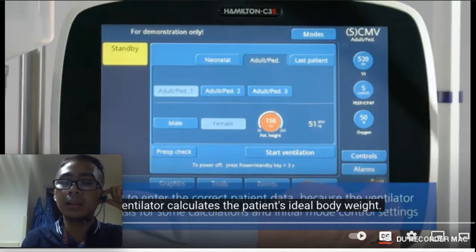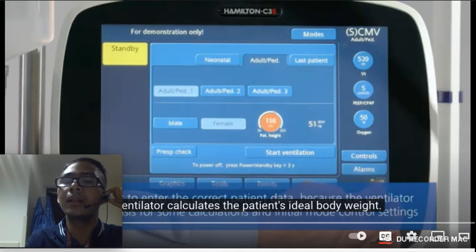What is important in identifying the ideal body weight or the predicted body weight of the patient is, number one, the sex. If the patient is female or male, the ideal body weight is different, and it is not the kilograms. Again, in clinical practice, do not base predicted values or ideal body weight values on the kilograms. You will make mistakes in the initial settings of the ventilator if you base it on the kilograms.